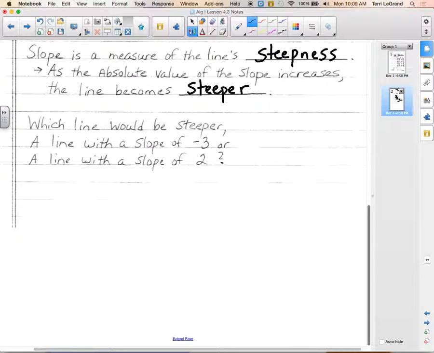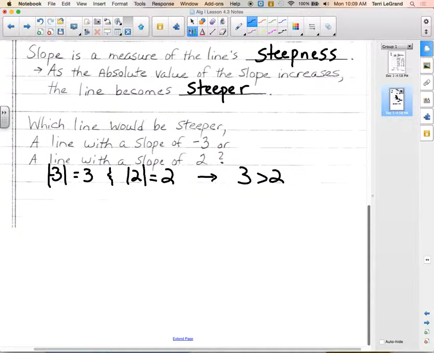Well, what do you think? Who's right? What does it say here? It says, as the absolute value of the slope increases, the line becomes steeper. So let's write this down. The absolute value of -3 is 3. And the absolute value of 2 is obviously 2. When we compare those two, which one's larger? 3 is greater than 2. So who's right?